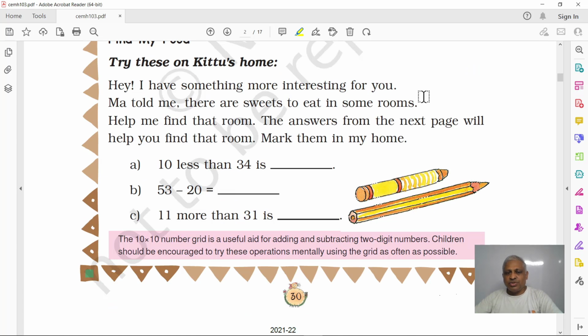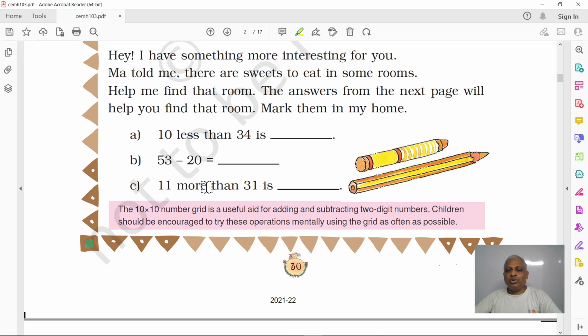So this is about some sweets. Let us do this math. 10 less than 34 is, you understand the question? 10 less than 34, that means 34 minus 10 is 24. Next, 53 minus 20 is 33. Okay, 11 more than 31. More means plus. In the first one, less means minus. 11 more means 31 plus 11.